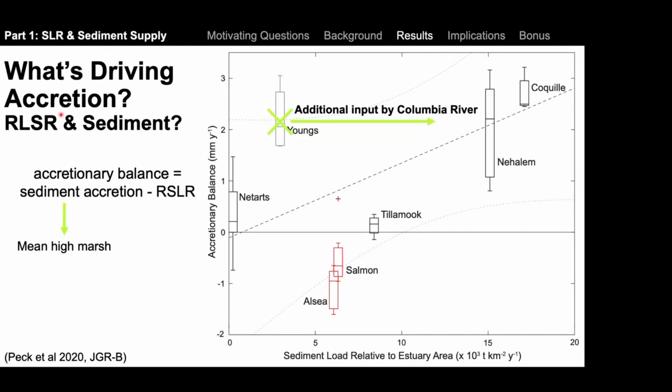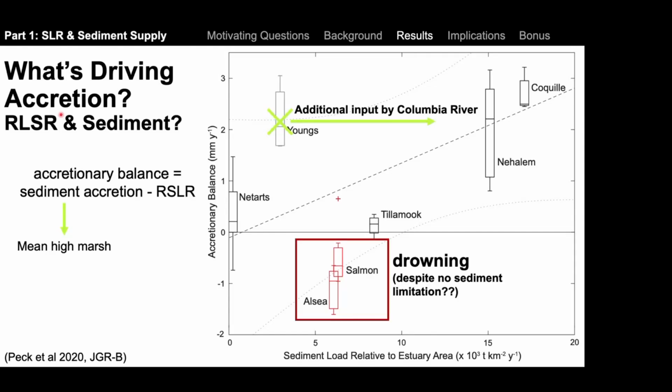Youngs Bay is attached to the Columbia River estuary, which to my knowledge is the only river in the world that cuts through a volcanic arc. So it is a huge sediment producer. And because Youngs Bay is attached to the Columbia River, it's probably getting a lot of additional sediment from that source, and I can't account for it in the way that I've estimated sediment supplies. But also hold that thought.